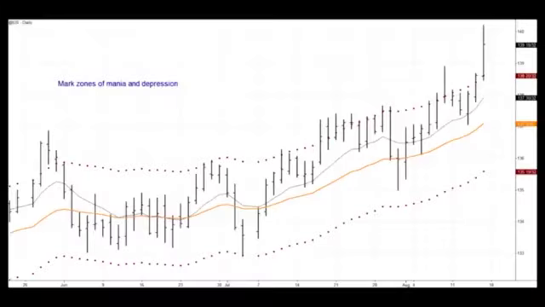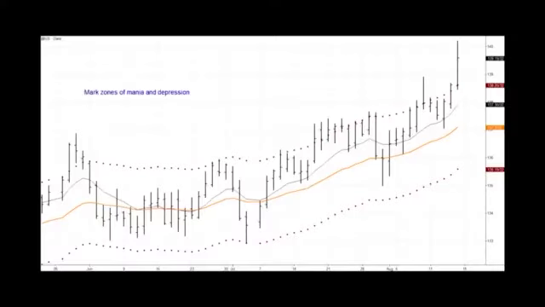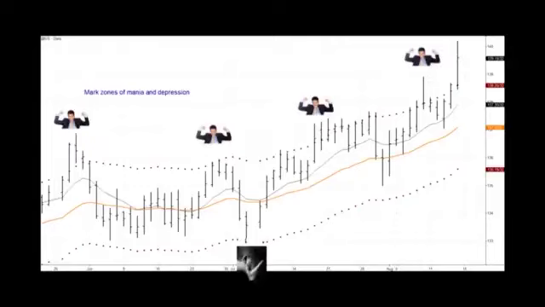Let's do puzzle number 2. Mark zones of mania and depression. So, how about this? Mania, mania, mania, mania, right? And I think there was just one depressive episode here.